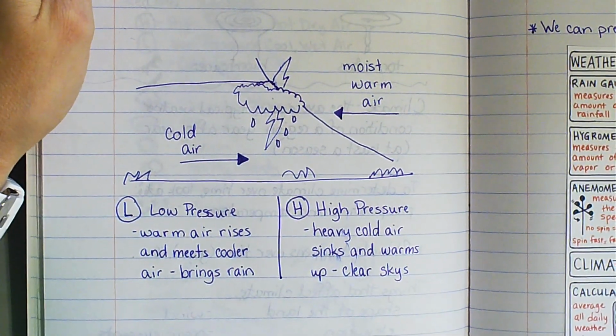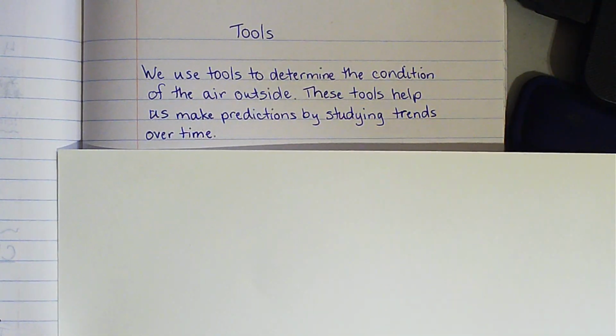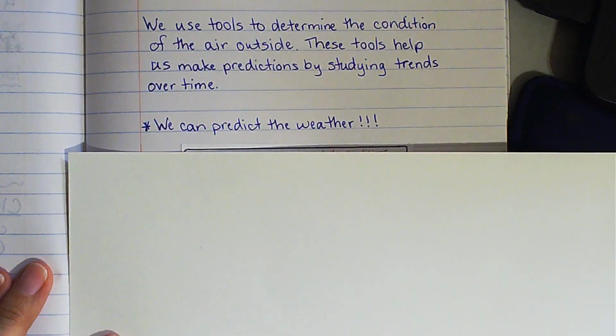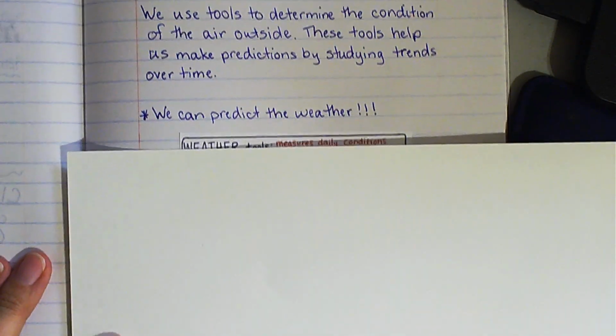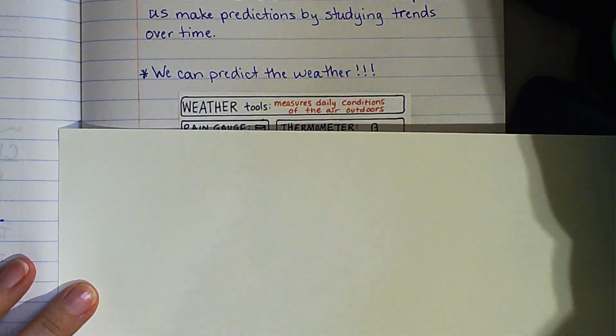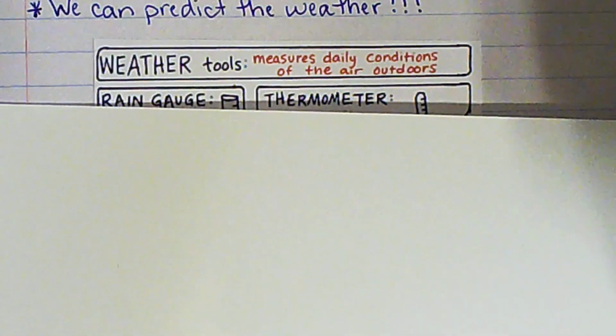Now, we can use different tools to determine the condition of the air outside. These tools help us to make predictions by studying trends over time. Yes, we can predict the weather. So we can use different tools. Our weather tools measure the daily conditions of the air outdoors. And I'm going to zoom this in so you get a better look.